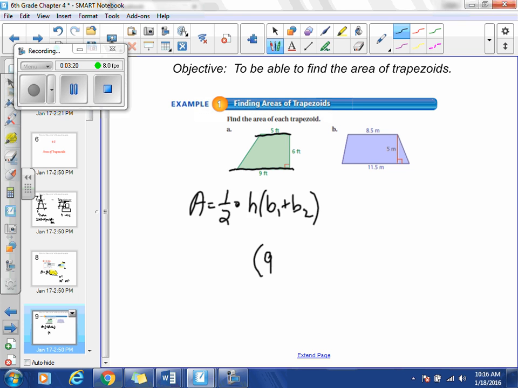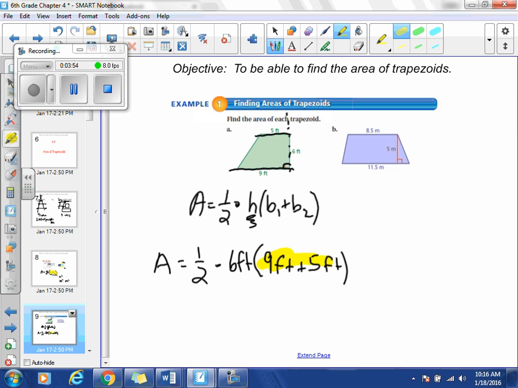Base 1, let's say it's 9. And base 2, we'll make that 5 feet. Could we switch it around and do 5 feet plus 9 feet? Absolutely. All right. Once we add those two, we're going to multiply by the height. Height is a line perpendicular to the base. It forms a right angle with the base, so the height is 6 feet. We're going to take 6 feet times our bases added together. And after we do that, we're going to take that number times half.